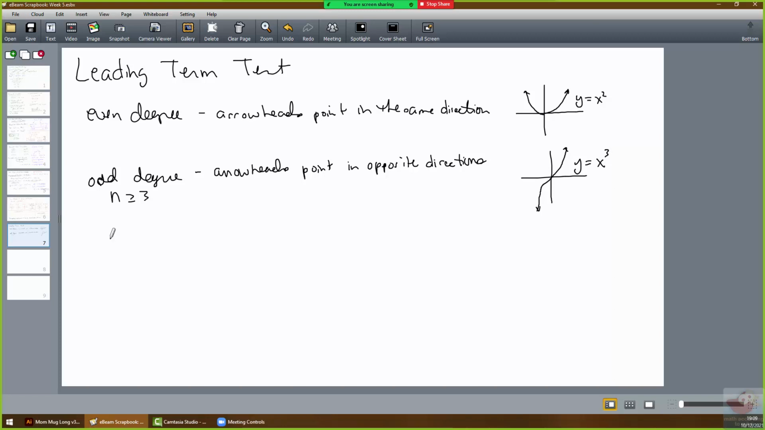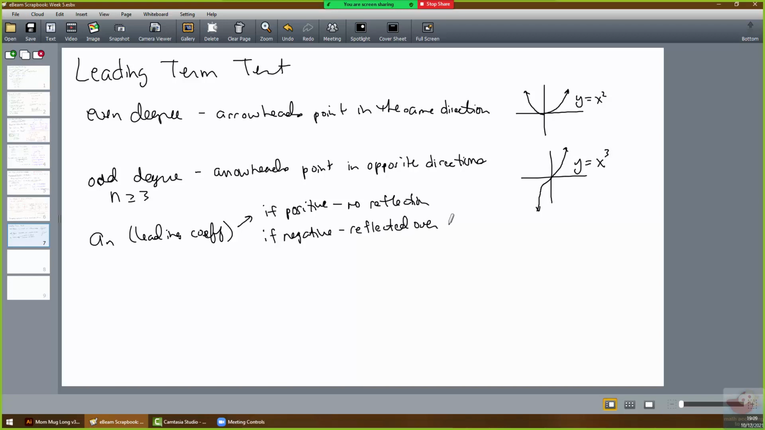However, remember that the leading coefficient also plays a role. If positive, there is no reflection. But if negative, it's reflected over the x-axis. Which is what we did at the end of chapter 2.